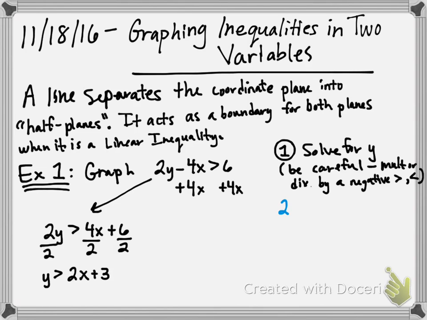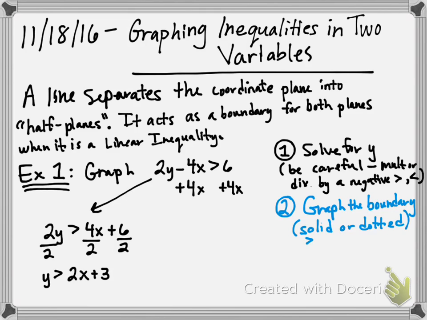Okay, so we have solved for y. We've done the first step, and that sometimes is the hardest part because you've got to be careful. But this one, the inequality sign didn't switch, so we're good. So now second step, we've got to graph the boundary line. And you have to decide if it's going to be a solid or a dotted line.